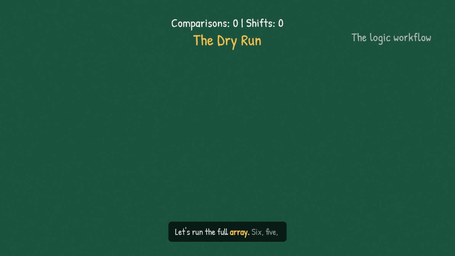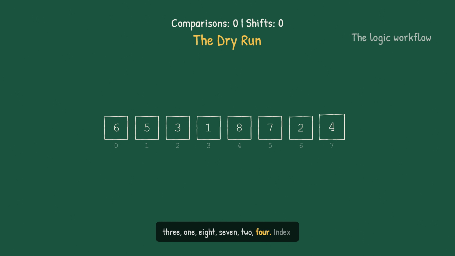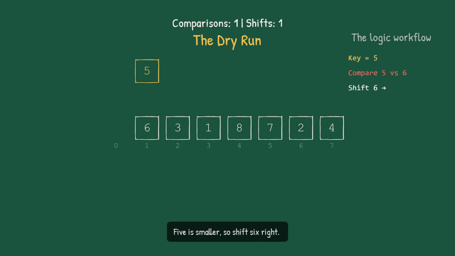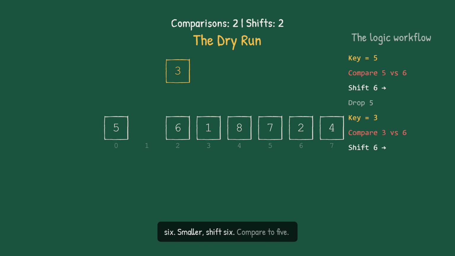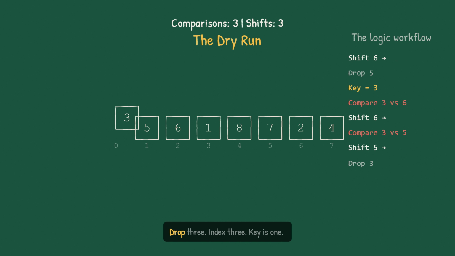Let's run the full array. 6, 5, 3, 1, 8, 7, 2, 4. Index 1. Key is 5. Compare to 6. 5 is smaller, so shift 6 right. End of the sorted section. Drop 5. Index 2. Key is 3. Compare to 6. Smaller, shift 6. Compare to 5. Smaller, shift 5. End of the section. Drop 3.